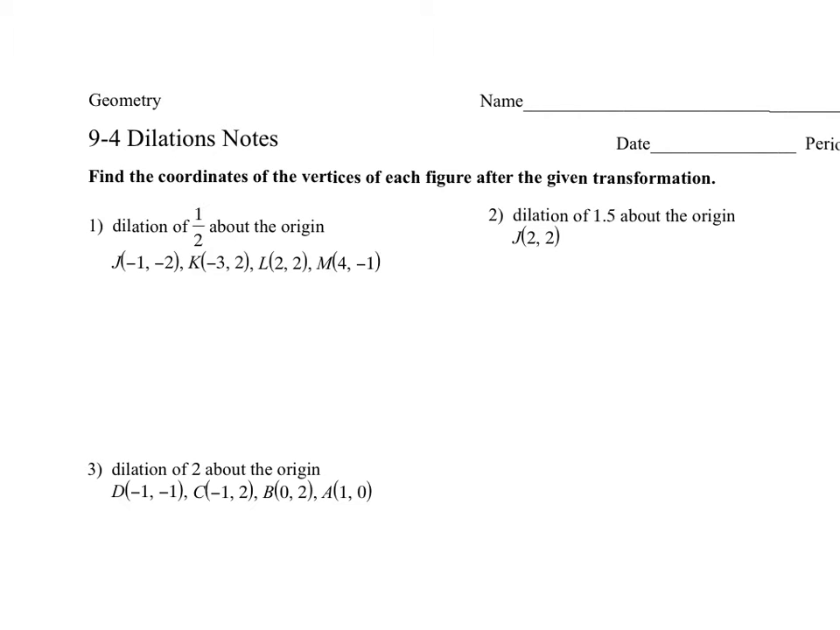So it says a dilation of half about the origin. So here's all you have to do here. To get the new coordinates of the vertices, all you do is take the values and you multiply them all by half. That's it. Okay? And that's going to give you a new point. So J apostrophe would be at -1/2 and -1. K apostrophe, if you do -3 times 1/2, would be -3/2.